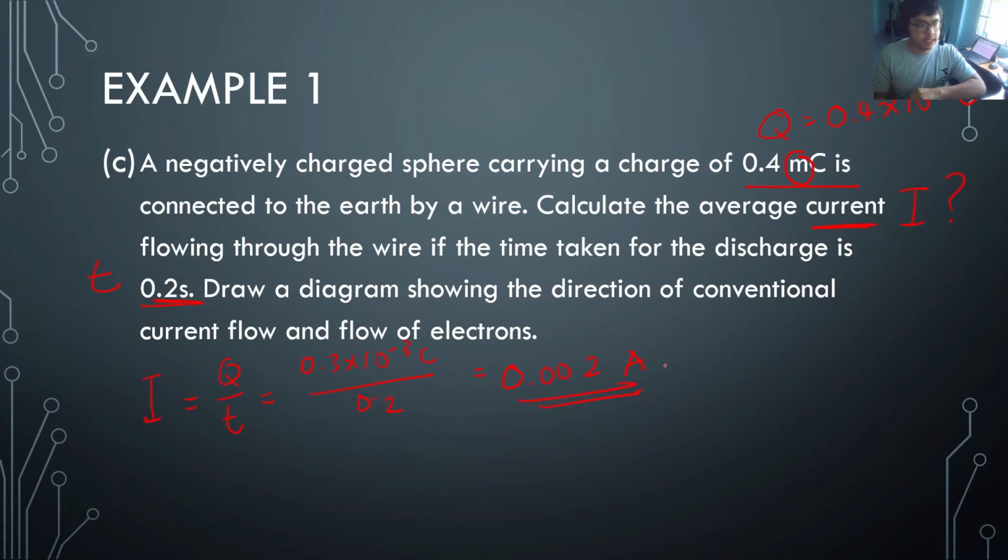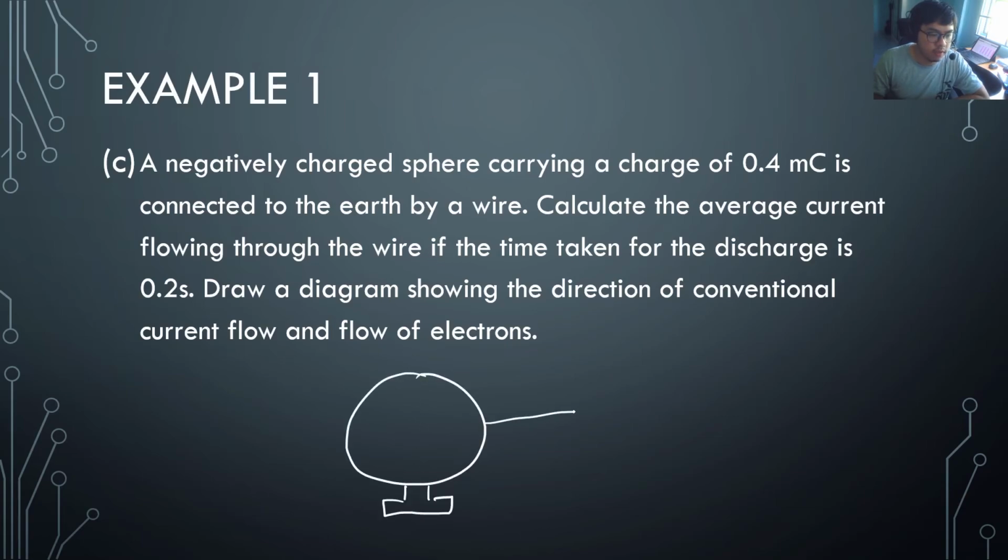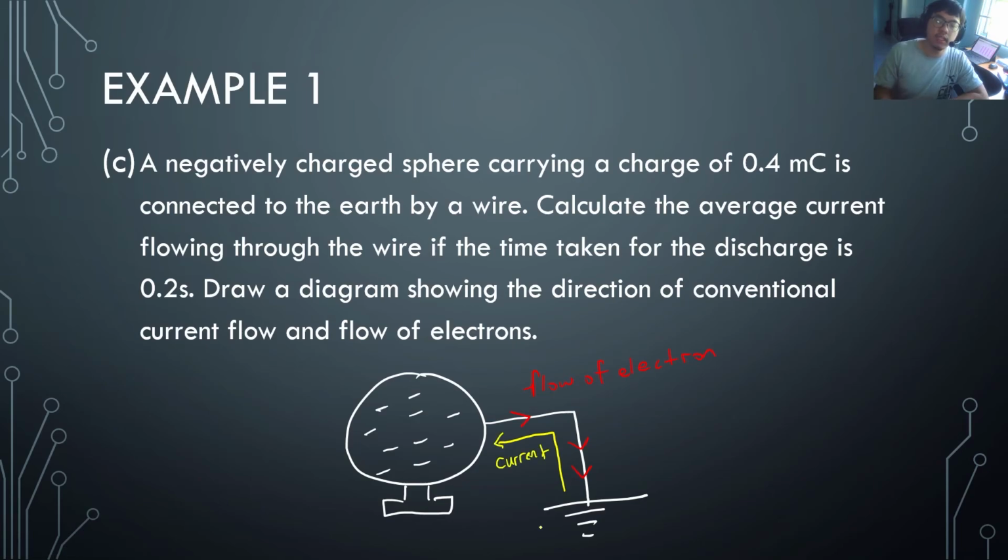The second part of this question: draw a diagram showing the direction of conventional current flow and the flow of electrons. So let's quickly draw this diagram. What do we have here? We have a charged sphere and the sphere is connected somehow and this sphere has electrons inside. How do the electrons flow? The electrons will flow into the earth in this direction. What about the conventional current? The conventional current is simply the opposite direction of the flow of electrons. Okay, so that's the diagram.